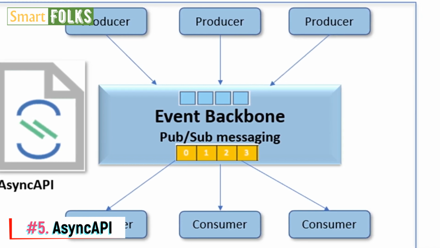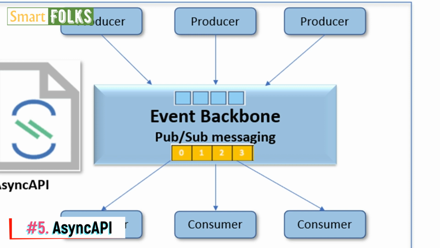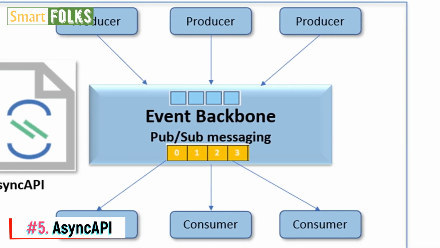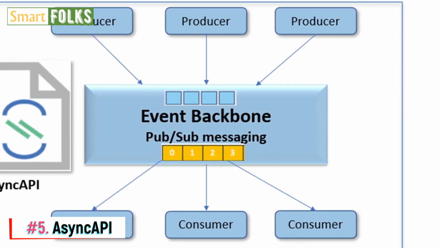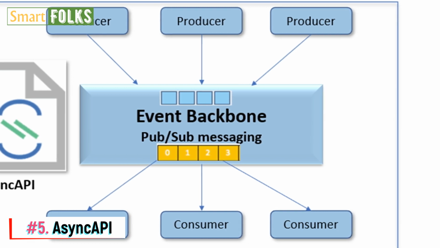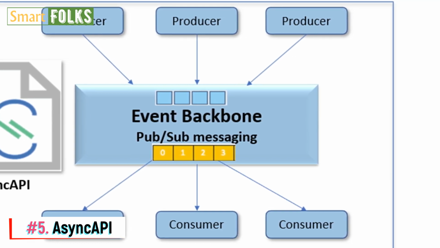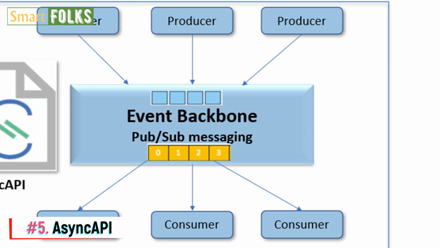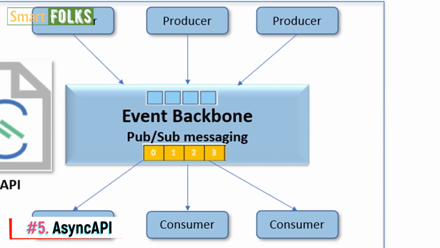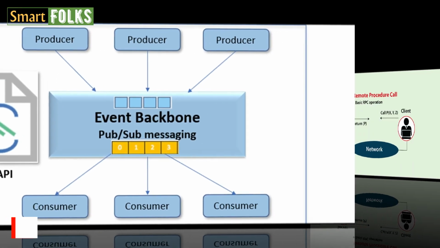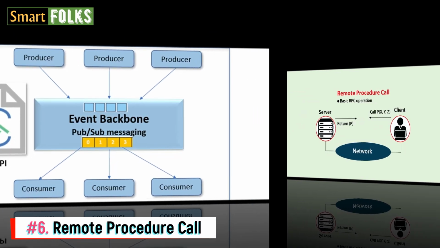Most REST API operations are also applicable to asynchronous APIs. It is crucial to document event-driven systems using the Async API standard. It controls and maintains efficiency and consistency across teams engaged in event-driven initiatives. And now number 6. Remote Procedure Call.